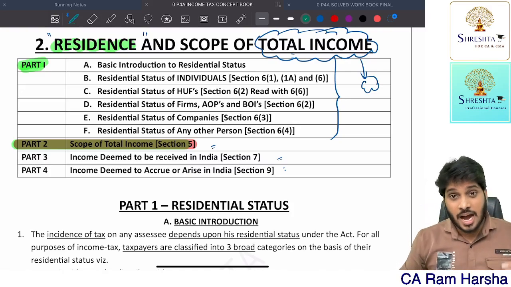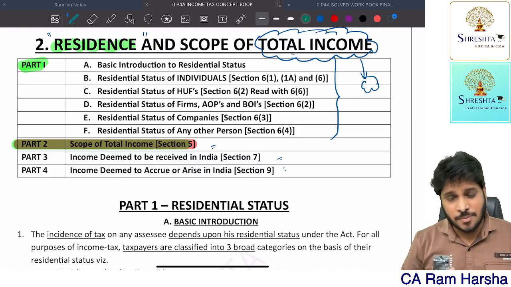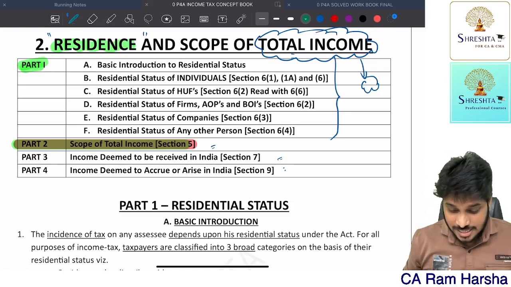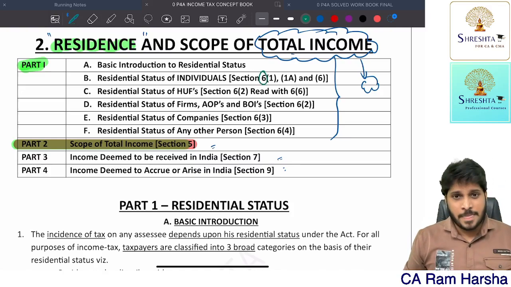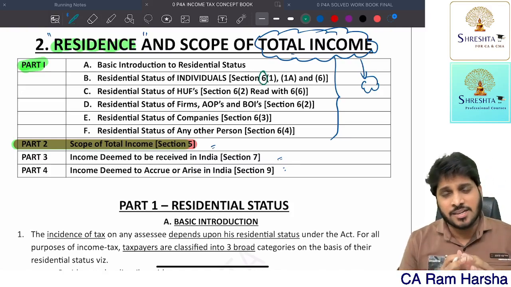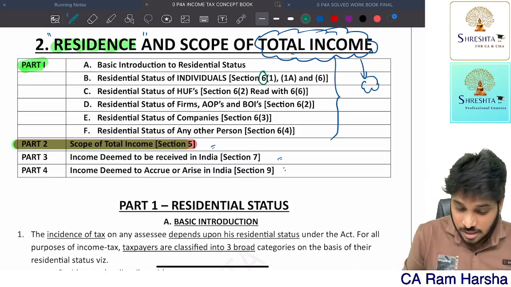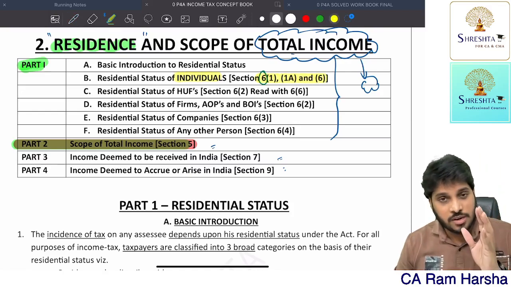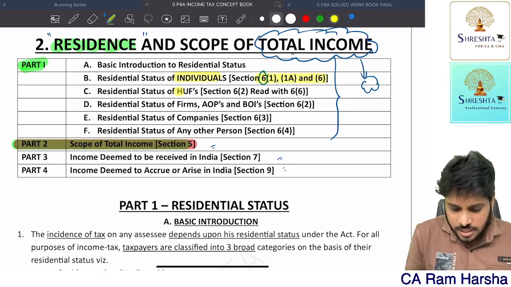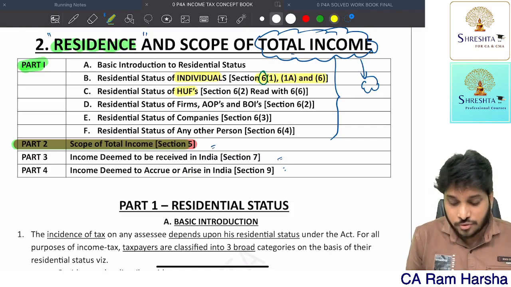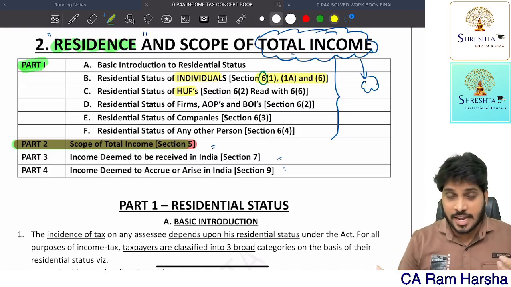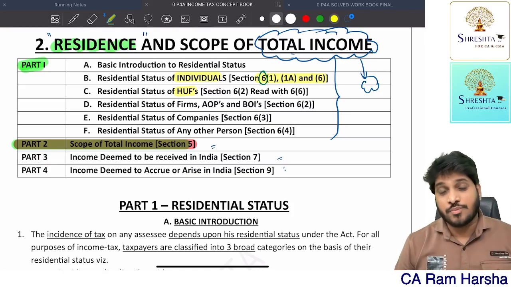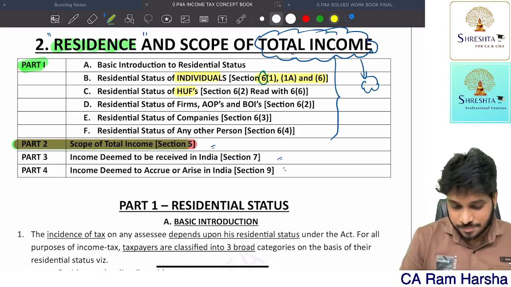Now let's understand how to determine this residential status. Whether a person is a resident or non-resident, how to determine that? Section 6 is the one which is dealing with the entire residential status. Section 6 of the Act deals with residential status. Especially with respect to individuals, these three sections are dealing: 6 subsection 1, 1A and subsection 6. Whereas for HUF also we have the concept of residential status, firms, AOP, BOI we have, companies we have, and any other person also we have the concept of determining residential status. Now let us look for individuals, how to determine residential status.